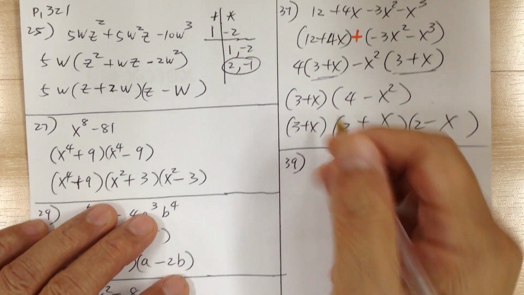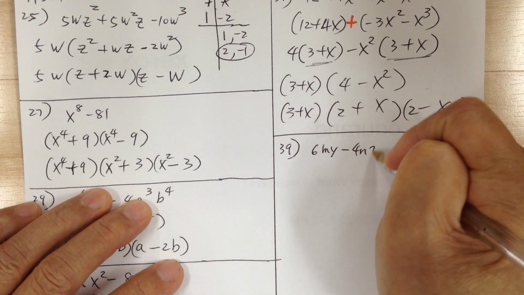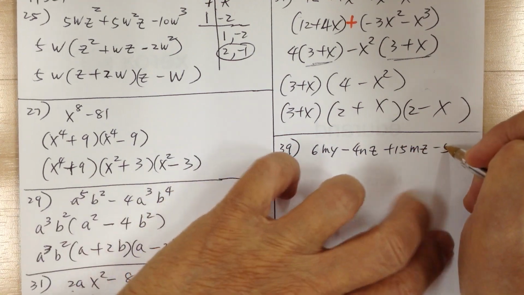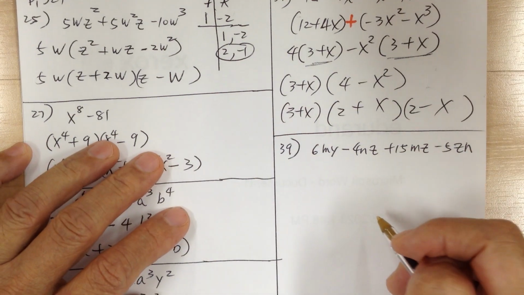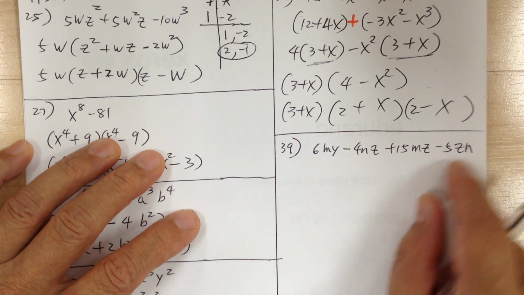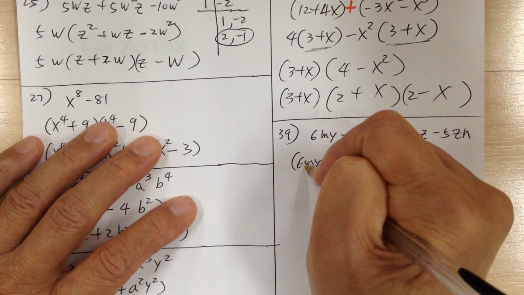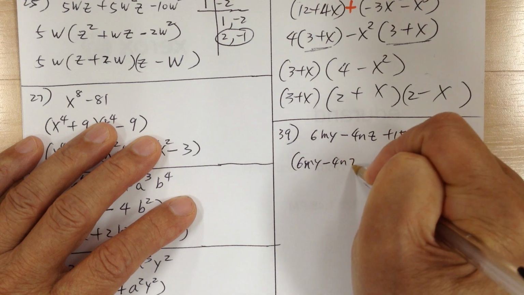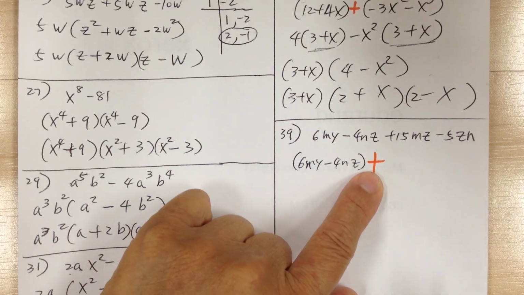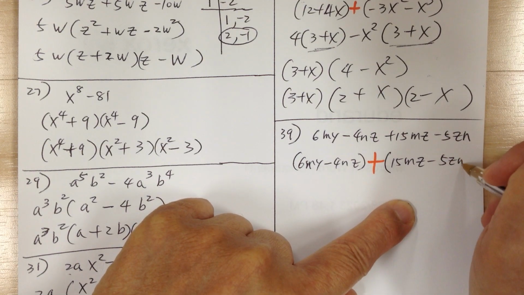Okay, 39. You've got 6my minus 4nz plus 15mz minus 5zn. So first let's check for a common factor. Step 1, cannot. There's nothing in common for all 4 of them. So let's do step 2c, let's do the grouping. Again, always put a plus between the groups. This is very important because some people don't do that and they get confused. They think it's a multiplication and get all messed up.